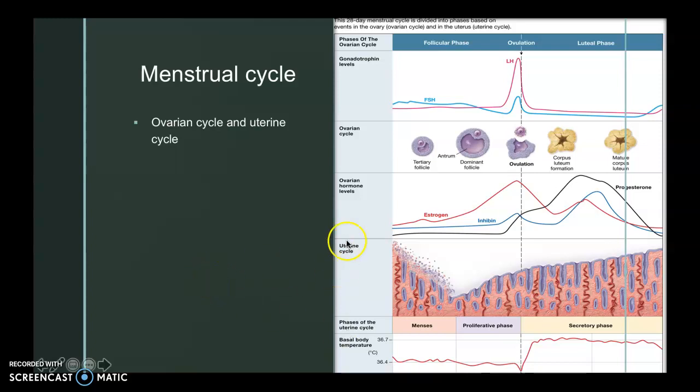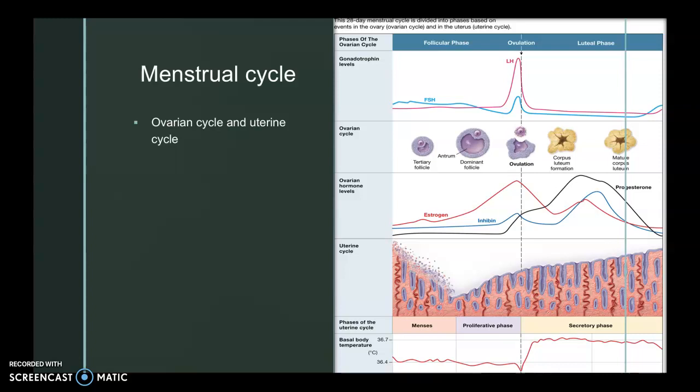As we see on the bottom here, the uterine cycle is outlined. The three different phases are the menses, the proliferation, and then secretory phase. And the uterine cycle is much easier to identify for a female because it is indicated by bleeding. So that's much easier to see than the ovarian cycle.